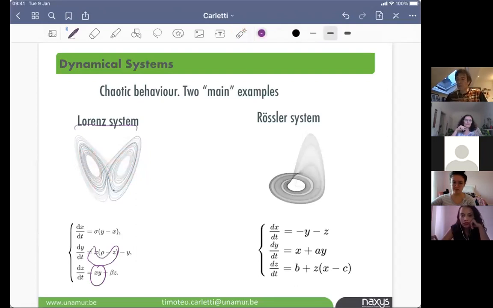Indeed, you can ask: is the system on the right butterfly or on the left? You can show that you can put the Lorentz system in a bijection with a shift, left and right, so something which is completely chaotic.